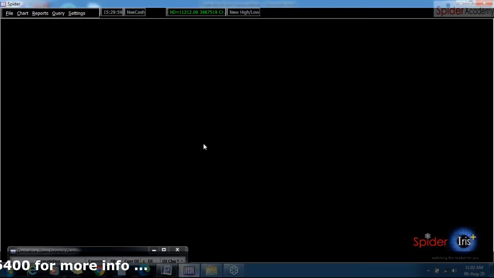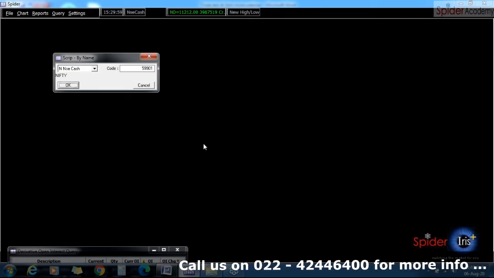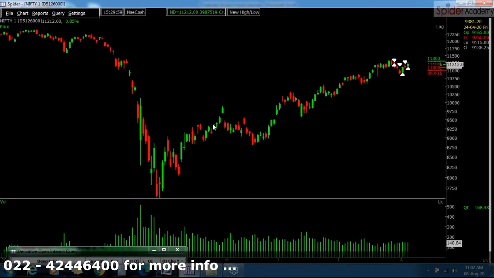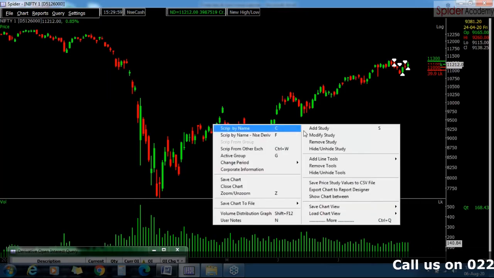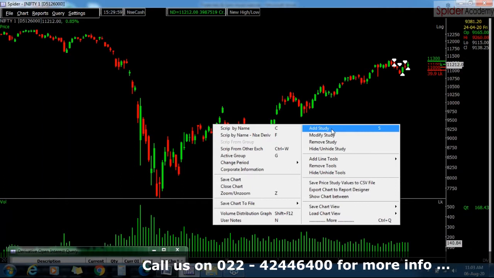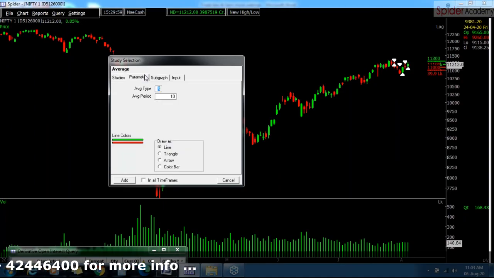Now here I press Control N to open a new chart. Here I open the Nifty. Now I zoom the chart by pressing Z. We can add a study by right clicking, or you can use the shortcut S to add a study. After that we have average. So here we click on average, then we go to parameters.